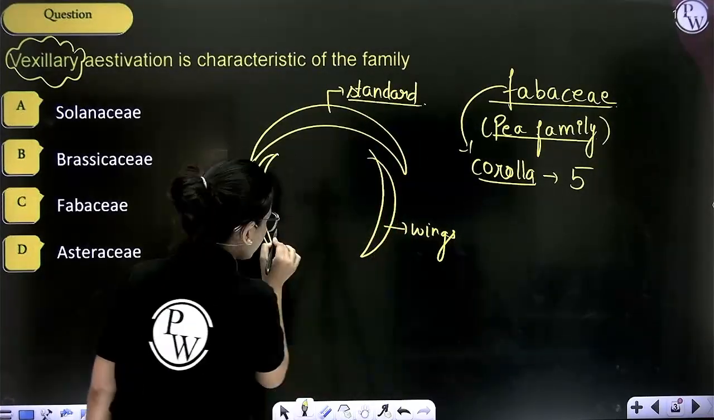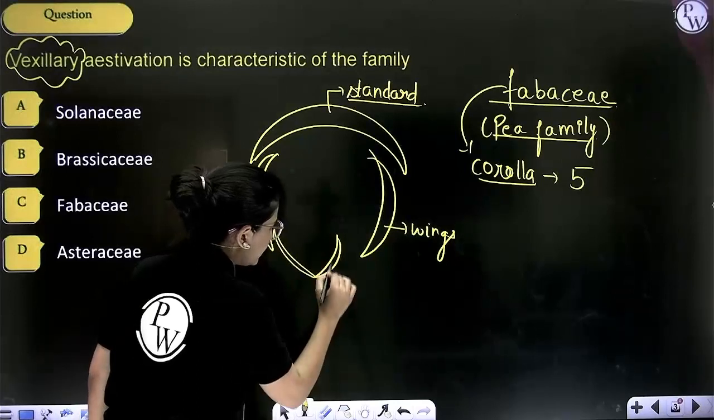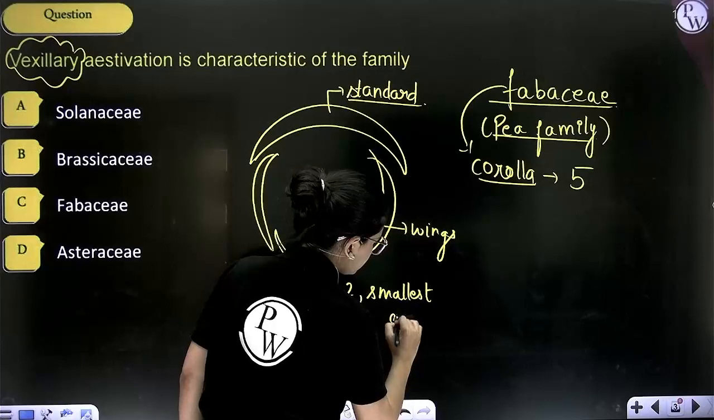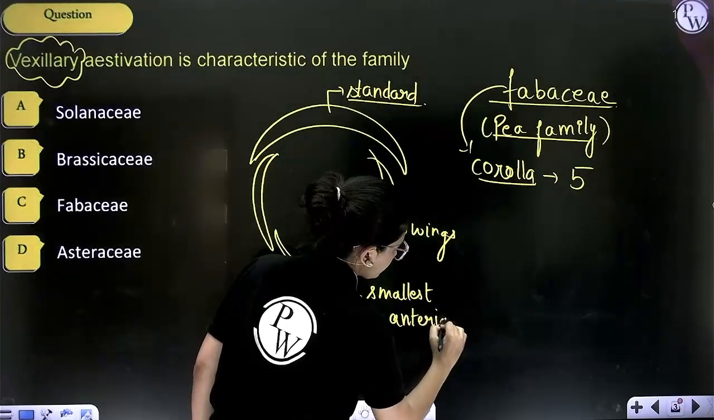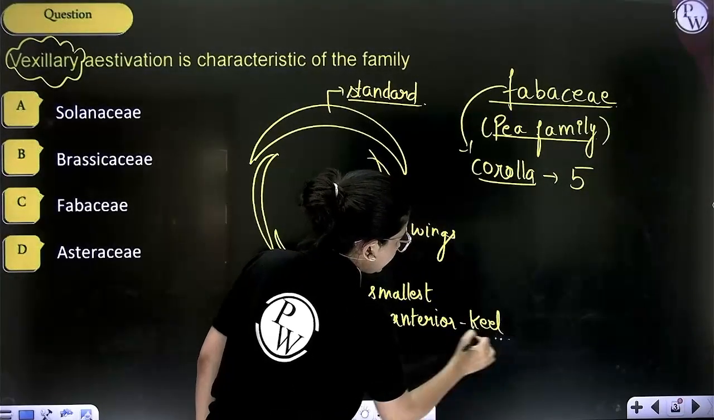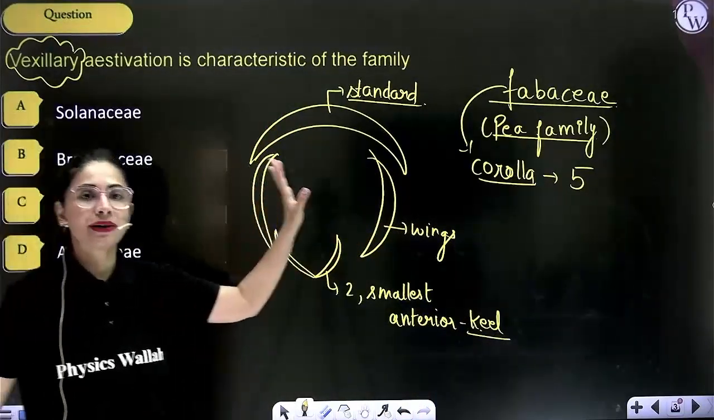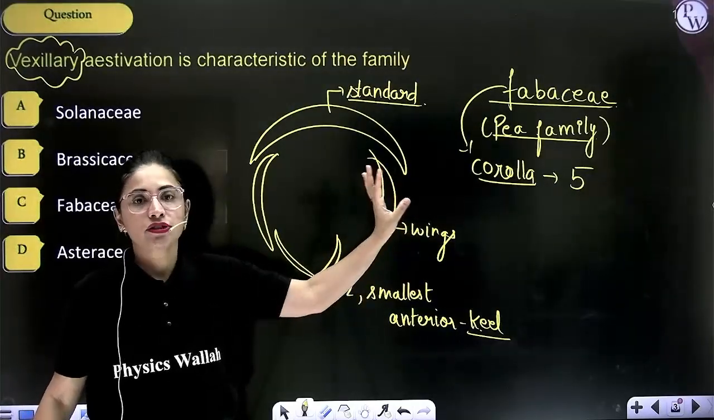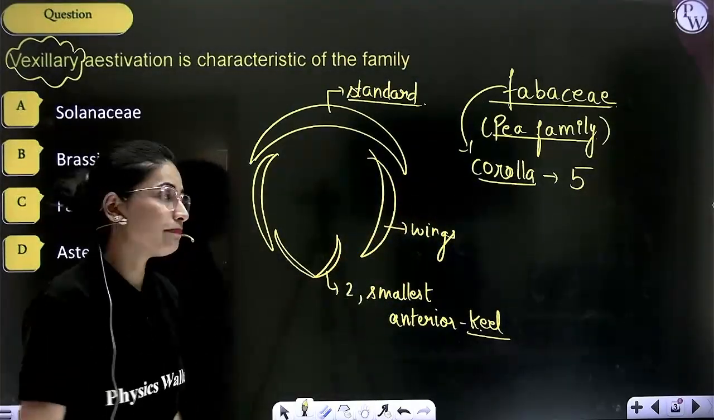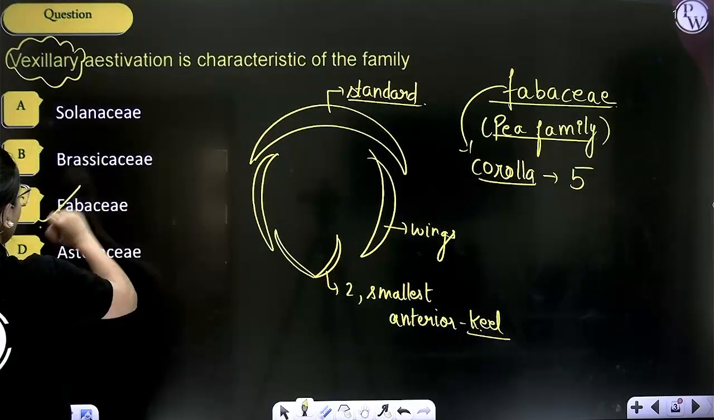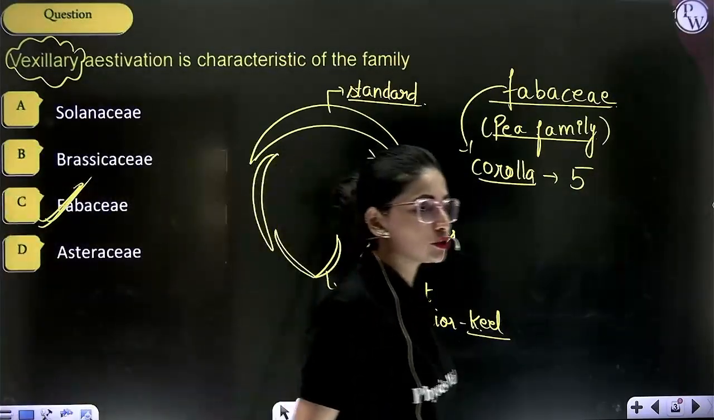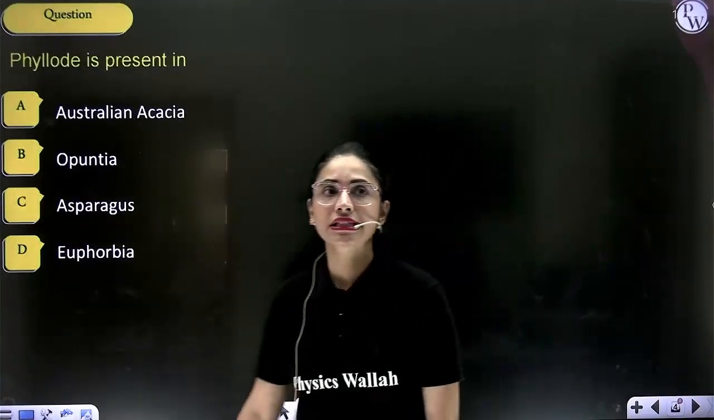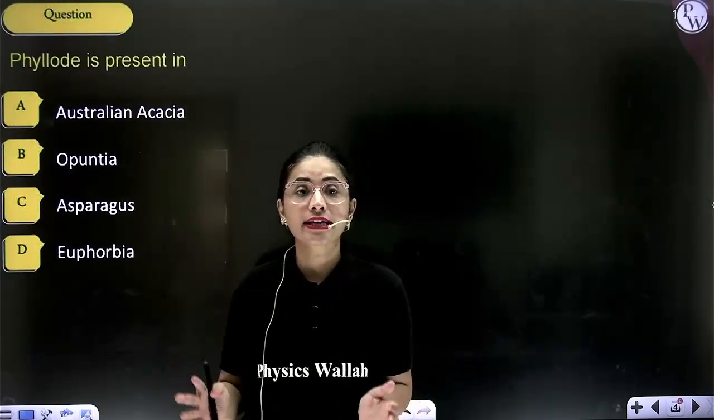In return, it overlaps the two smallest anterior petals, the keel. So this arrangement of petals, if it is observed, then this is known as vexillary aestivation, which is a feature observed in Fabaceae family. So answer will become C. Clear to everyone? Any doubts, anyone? No, very good.